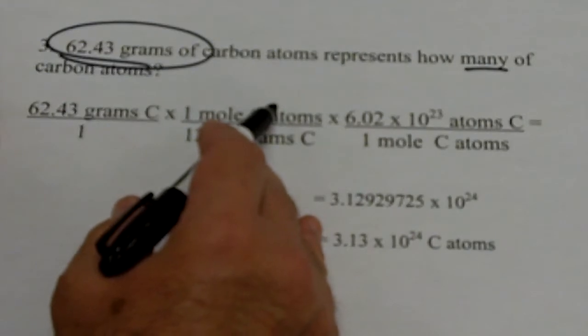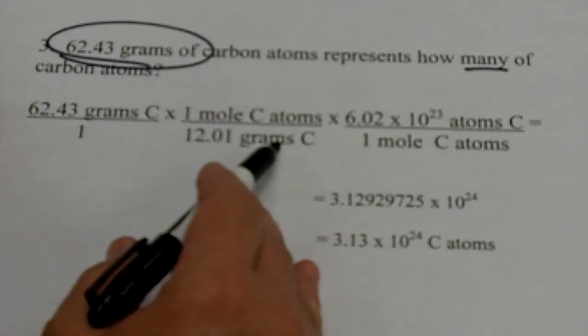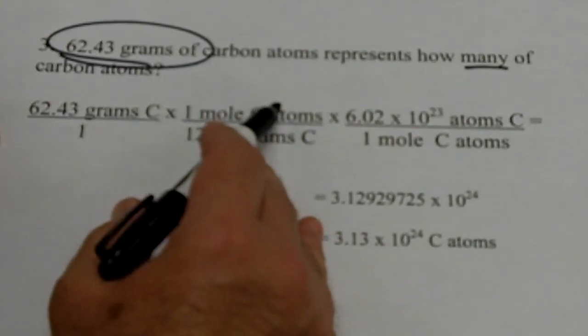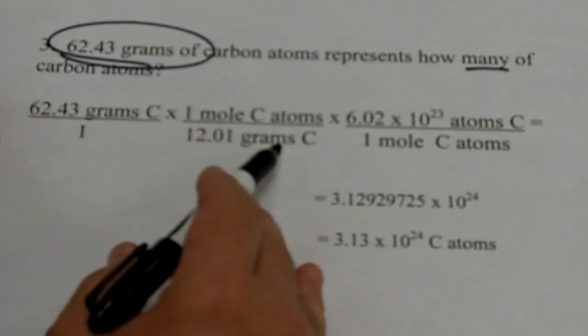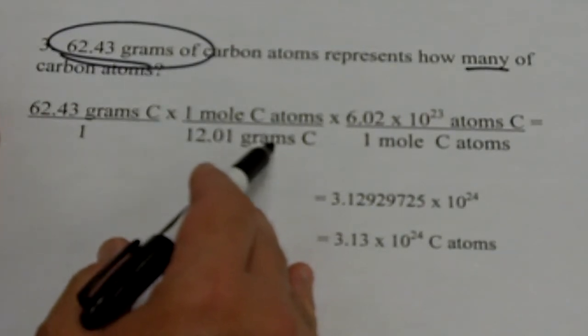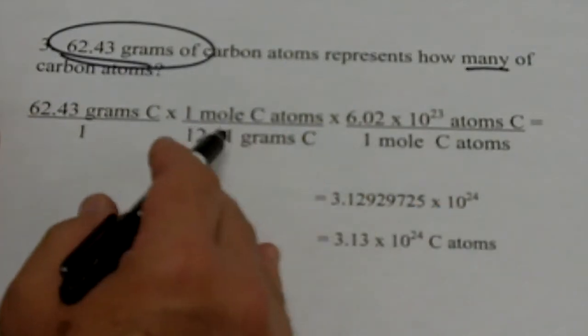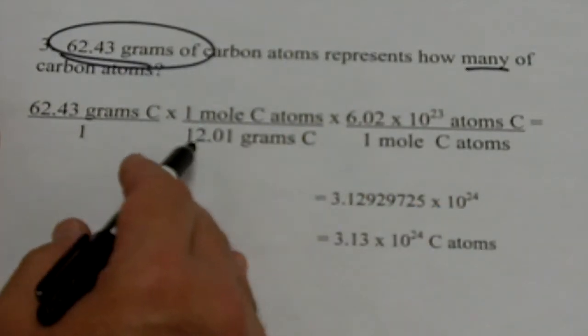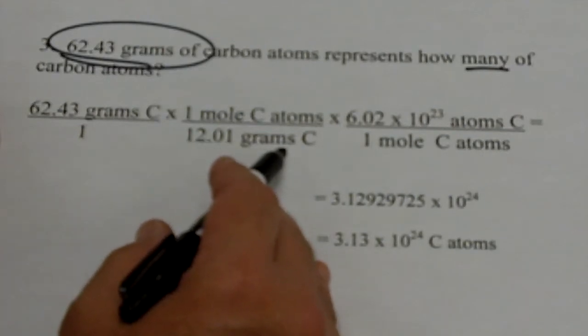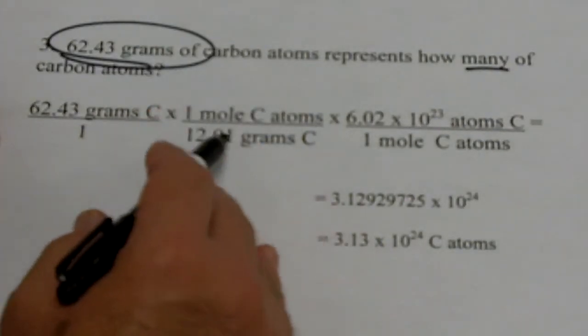Now here's what you should know. I cannot go directly from grams of carbon to atoms of carbon, to the number of carbon atoms. I have to go through a mole intermediary. So how do I determine the number of grams that 1 mole weighs? Well, we've looked at the periodic table before. For carbon, it was 12.01 grams of carbon weighs 1 mole.